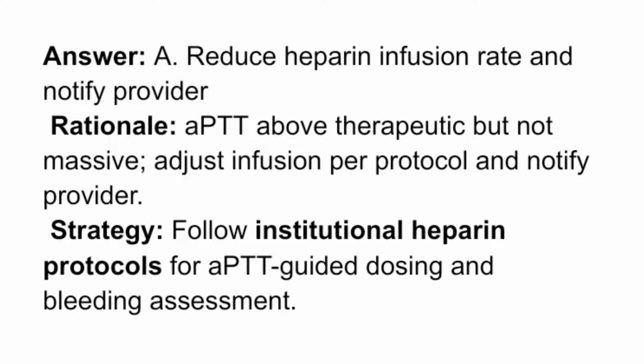Answer: A. Reduce heparin infusion rate and notify provider. Rationale: APTT above therapeutic but not massive, adjust infusion per protocol and notify provider. Strategy: follow institutional heparin protocols for APTT-guided dosing and bleeding assessment.